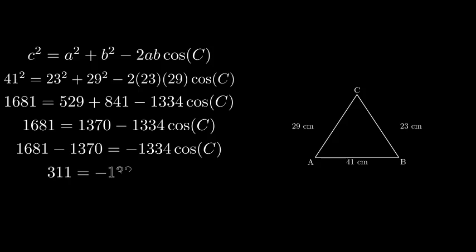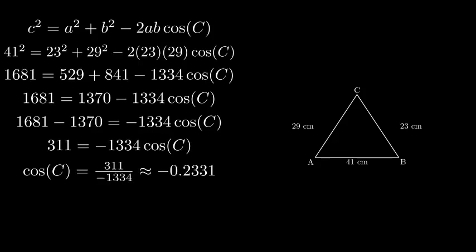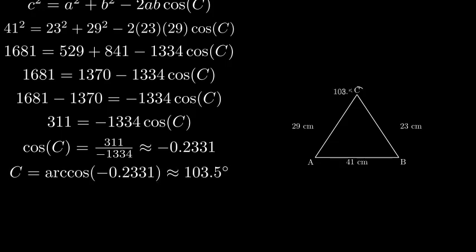This gives us 311 equals negative 1334 cosine C. Dividing both sides by negative 1334, we find that cosine C is approximately negative 0.2331. Since the cosine is negative, we know the angle is obtuse. Taking the inverse cosine, we find that angle C is approximately 103.5 degrees.